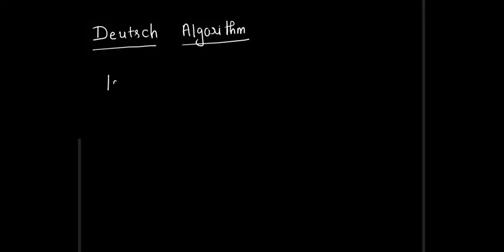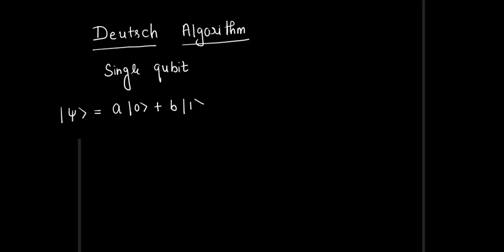So how do we denote a single qubit? Any single qubit state can be written as A ket 0 plus B ket 1, and we can write it in the vector form like this. And the bases are ket 0 and ket 1, right?